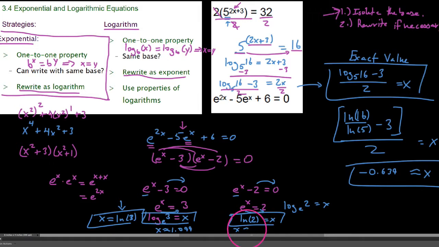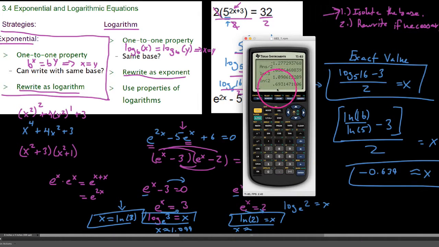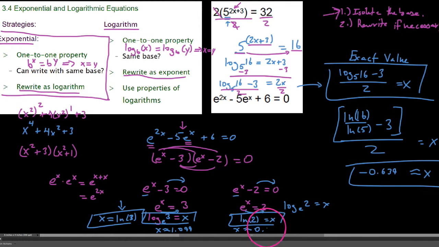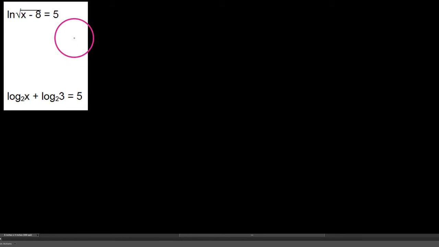And x here is approximately, and we'll just go back and look here again, on this calculator, 0.693. So we have 0.693. So in this next video, we're going to look at how we solve logarithmic equations.